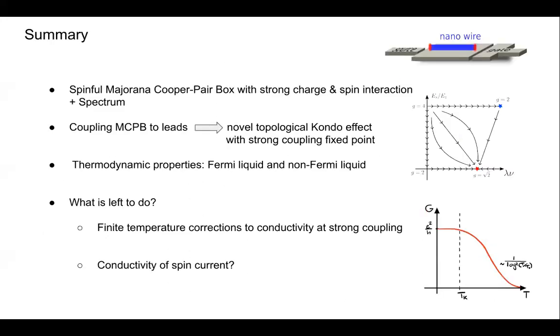With that, let me just summarize what I told you. We formed this Majorana Cooper pair box and we solved it, so we found the spectrum. We coupled it to leads and found this novel Kondo effect that has a strong coupling fixed point. And we calculated some thermodynamic properties, observables, and we found that it has Fermi liquid and non-Fermi liquid behavior. So what is left to do?